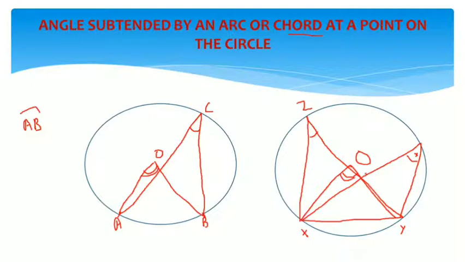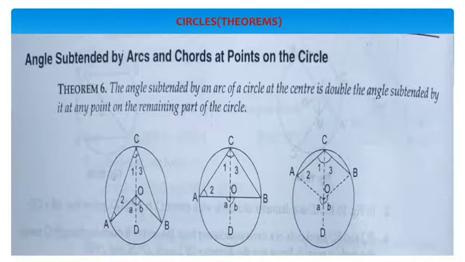Now we are going to discuss a very important theorem based on angle subtended by an arc or chord at a point on the circle. Now the first theorem is angle subtended by arcs and chords at points on the circle. The theorem is: the angle subtended by an arc of a circle at the center is double the angle subtended by it at any point on the remaining part of the circle. Now this is a very important theorem.